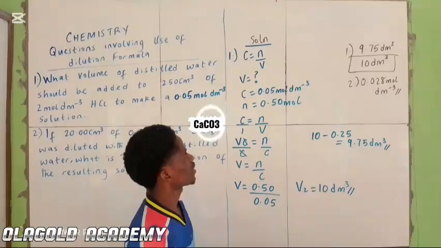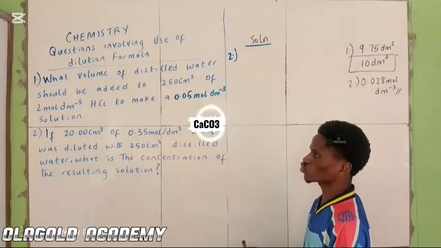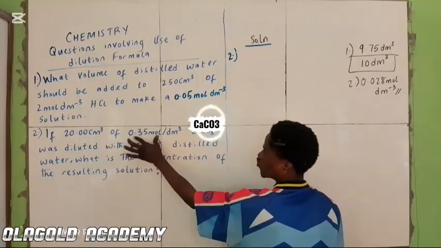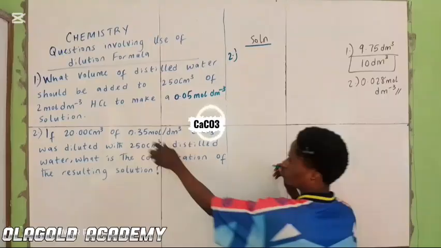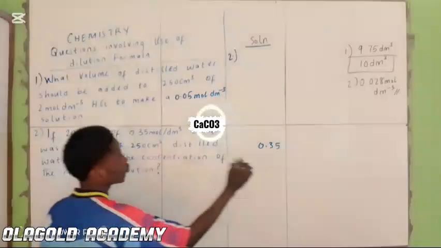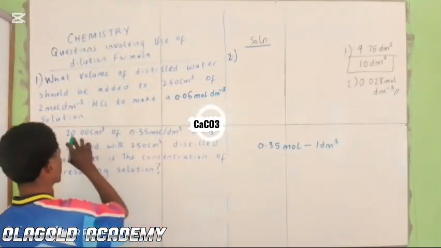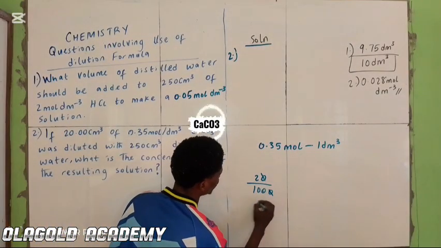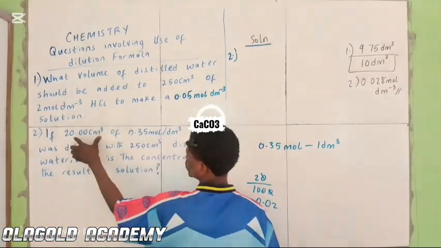That's for number 1. Now, for number 2, we are having 20.00 cm cube of 0.35 mole per dm cube. From here, we can get our mole. So we have 0.35 mole in 1 dm cube. So what happens next? 20 over 1000, we have 0.02. So we're going to have 0.02.